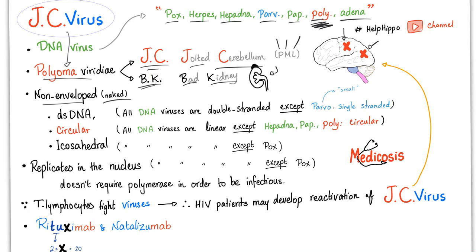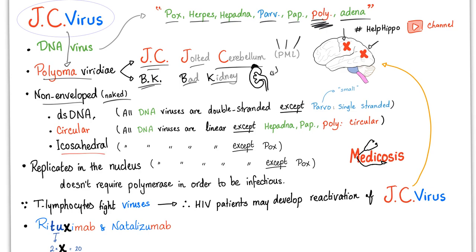JC virus is circular. Now this is a shocker because all DNA viruses are linear except hepadna, papilloma, and polyoma. These three are circular. It's icosahedral, which is not shocking because all of the DNA viruses are icosahedral except pox virus. It replicates in the nucleus, which is not shocking because all of them except pox replicate in the nucleus. It does not require polymerase in order to be infectious. You can say it's self-sufficient.